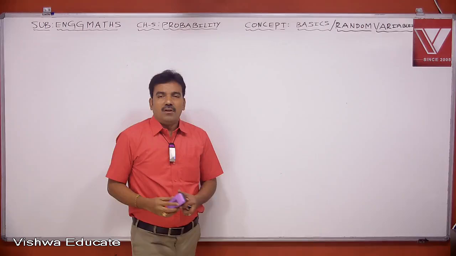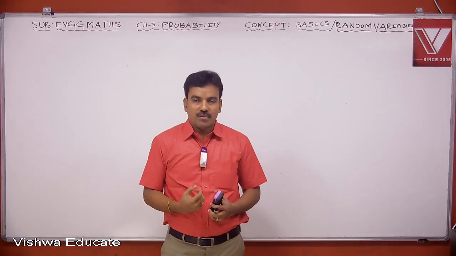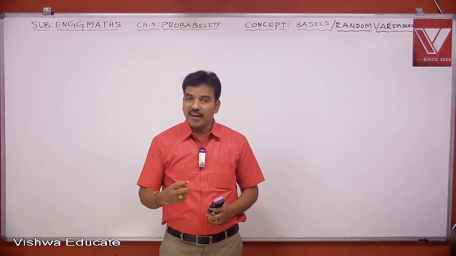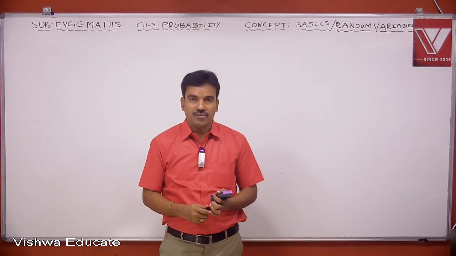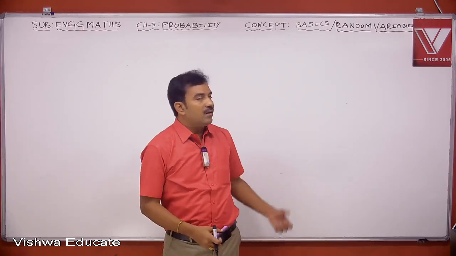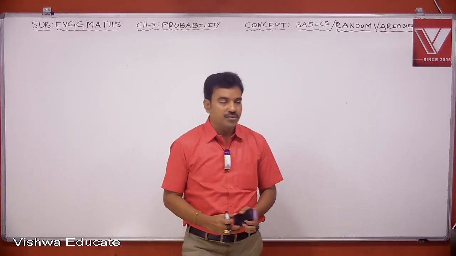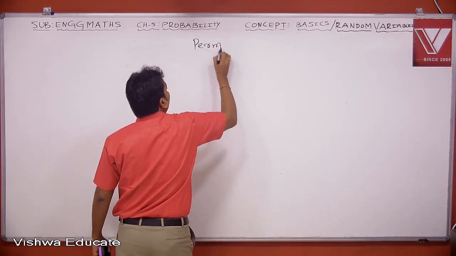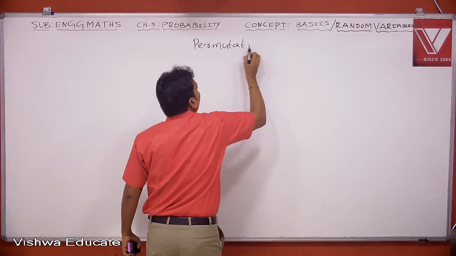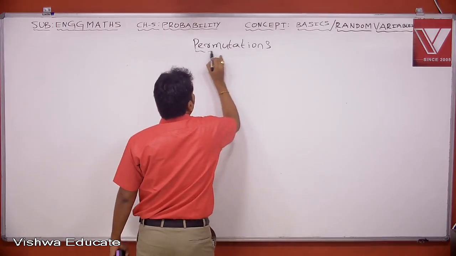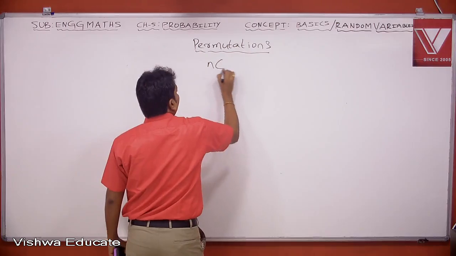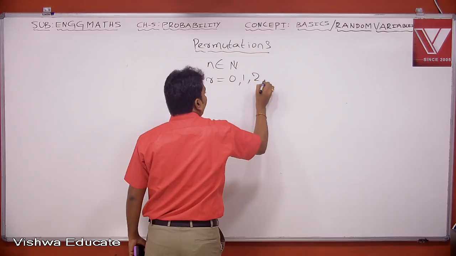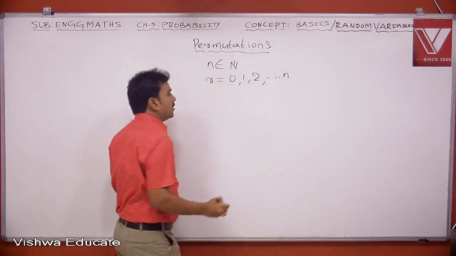Now, when you recall the combinations concept, purely it represents the number of selections. Now we discuss the number of arrangements, which refers to permutations. Once I finish permutations, let us go to a new concept, random variables. So the next concept is permutations. Suppose n is a natural number and R is a number ranging from 0 to n.